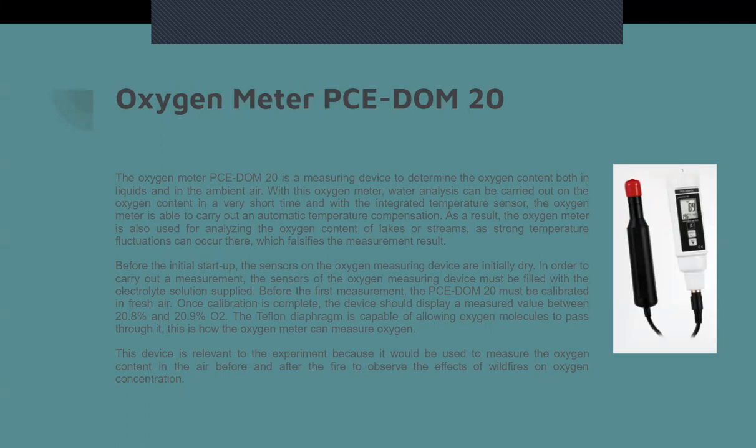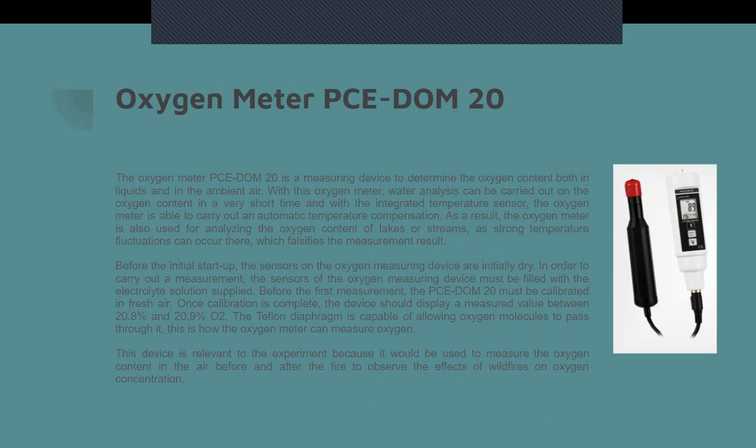So before the initial startup, the sensors on the oxygen measuring device are initially dry, and in order to carry out a measurement, the sensors of the oxygen measuring device must be filled with the electrolyte solution that comes with it. For the first measurement, the device must be calibrated in fresh air before we can move it into the wildfire location and measure.